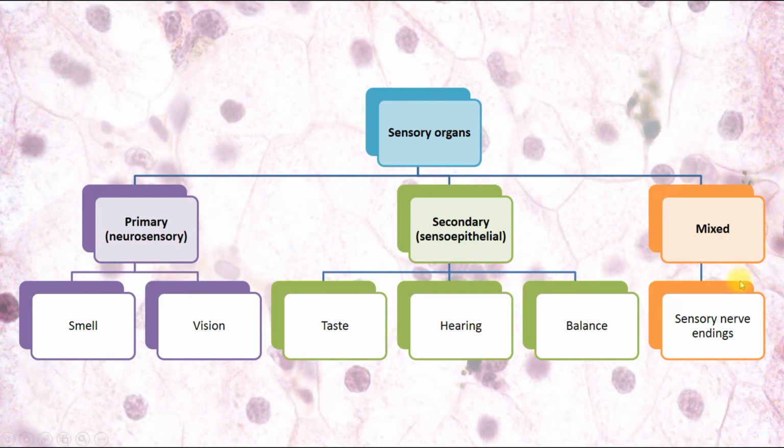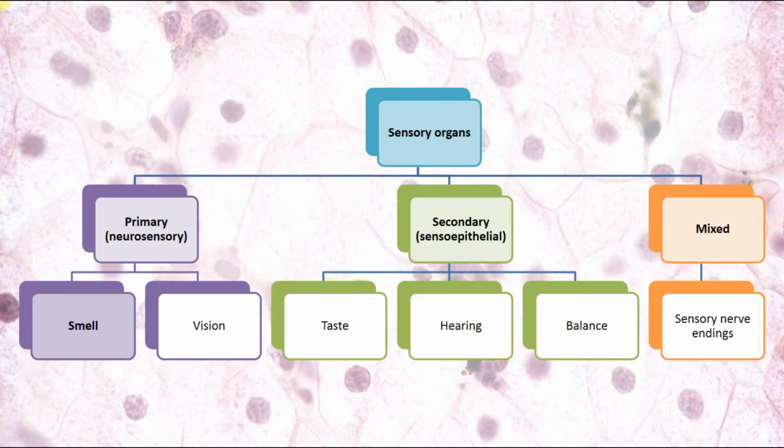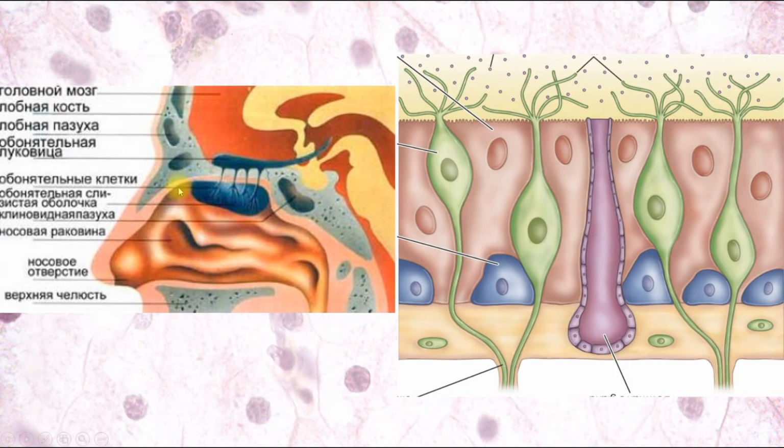And now let's talk about some primary and some secondary sensory organs, and we'll begin with the organ of smell. The organ of smell is a primary type of sensory organ, or neurosensory organ. It means that nervous cells, or modified nervous cells, directly receive information from the outer environment. The organ of smell includes a special region inside the nasal cavity. It's modified nasal mucosa, which is covered with special olfactory epithelium.